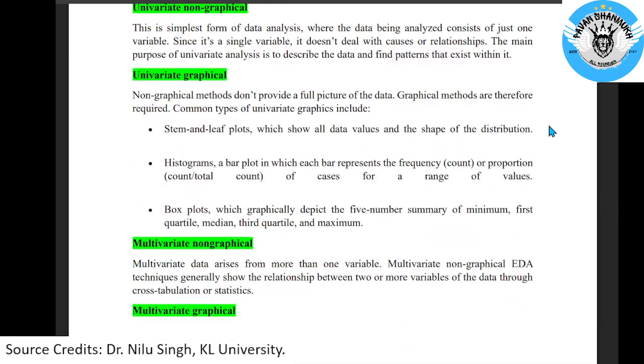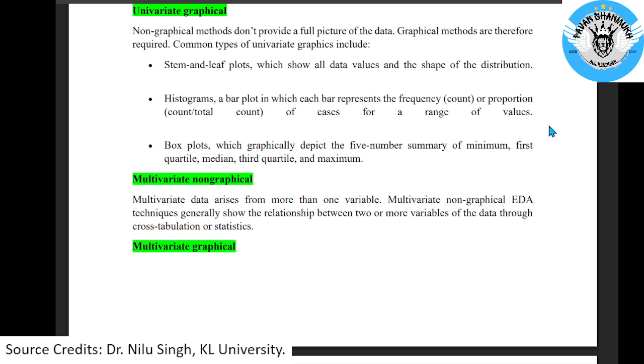Then we proceed to the graphical versions. Non-graphical methods don't provide the full picture of data, so graphical methods are therefore required. Here we have common types of univariate graphics. What are those? There are three: histograms, box plots, stem and leaf plots. So how do they look?